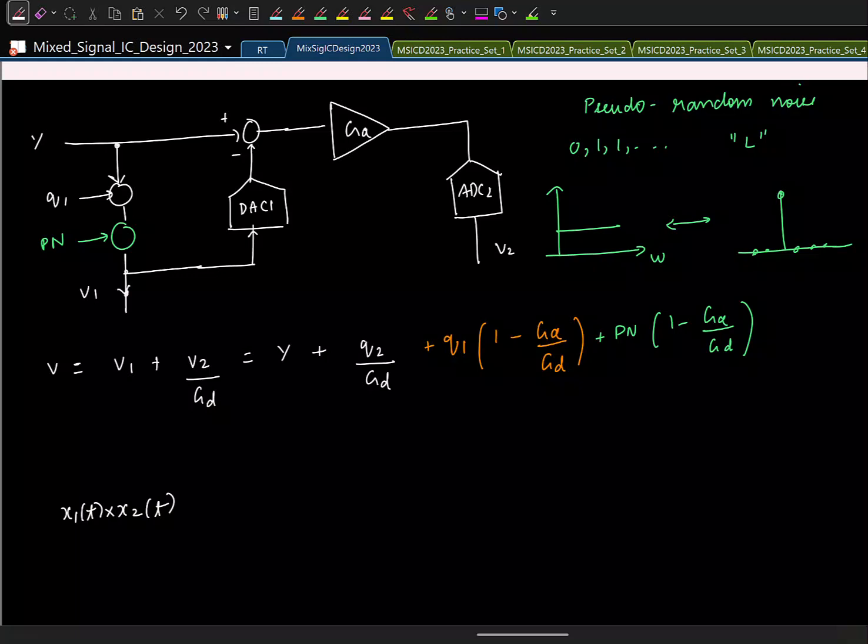Integral. Okay, time shifted, but let us say I just want to see whether x1 and x2 are themselves correlated. So without time shifting, I'll just multiply them and take the average. In discrete time it's similarly x1 of n times x2 of n, and then you take the average.